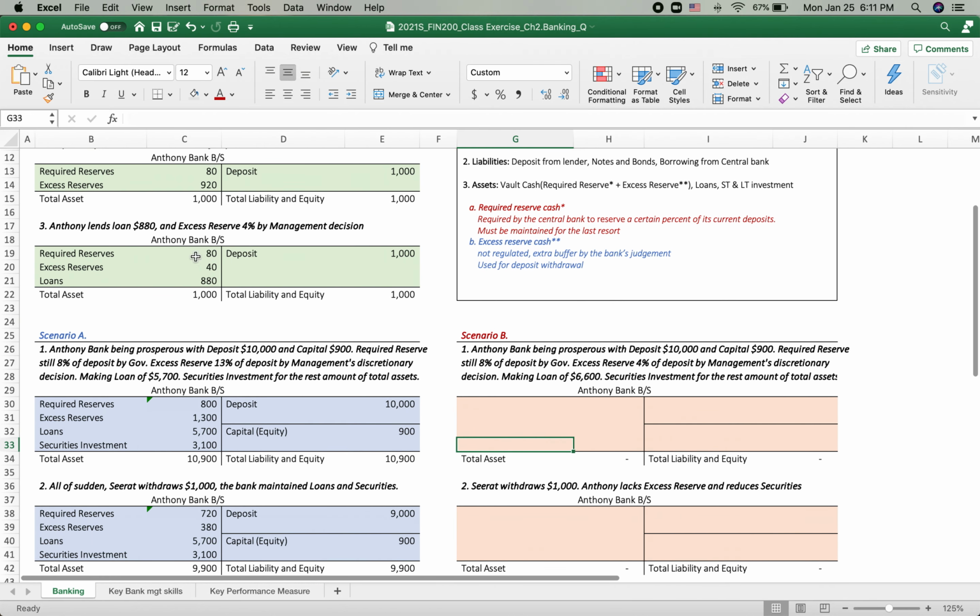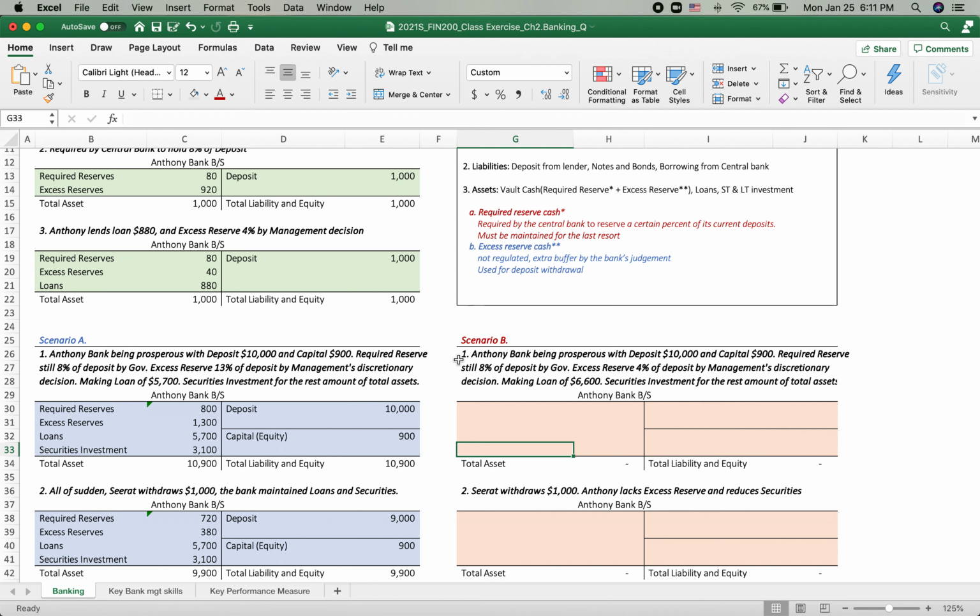In scenario B, starting from this situation, totally independent cases, Anthony Bank being prosperous with a deposit, capital 900, required reserve 8%, excess reserve 4% of the deposit by management discretionary decision. Making loans now 6,600, which is a different amount, right? Why? Because the Anthony Bank decided to reduce excess reserve, not expecting that a huge amount of deposit is going to be withdrawn. So they decide to make more loans to make a profit. And the security investment is the rest amount of money.